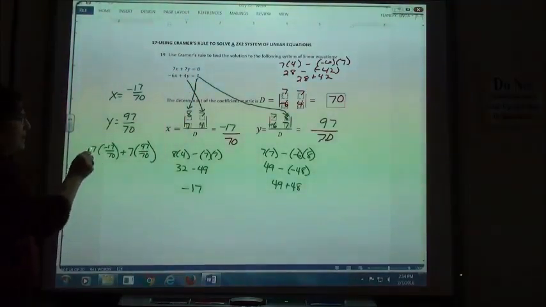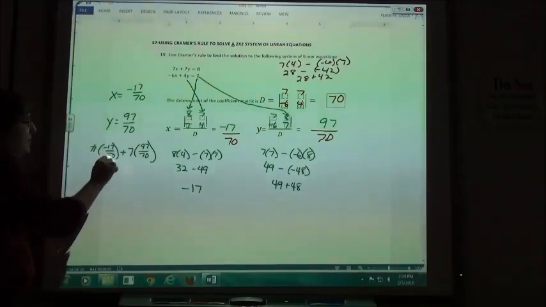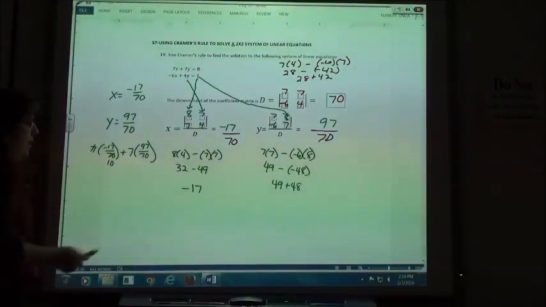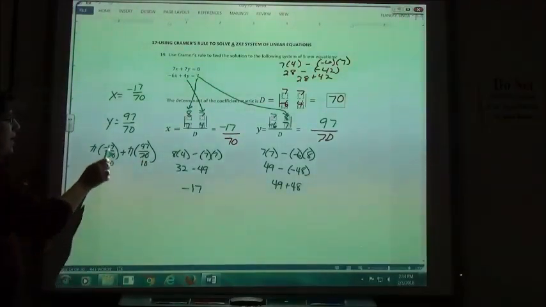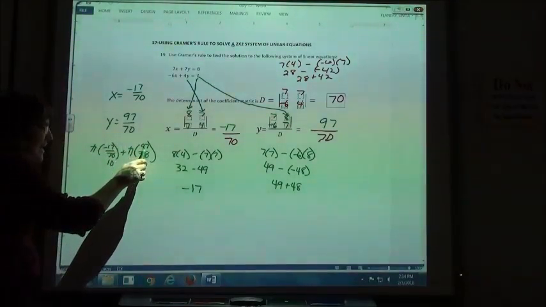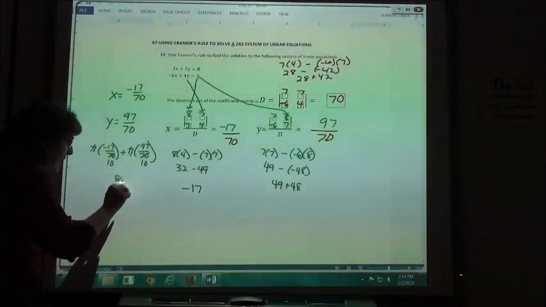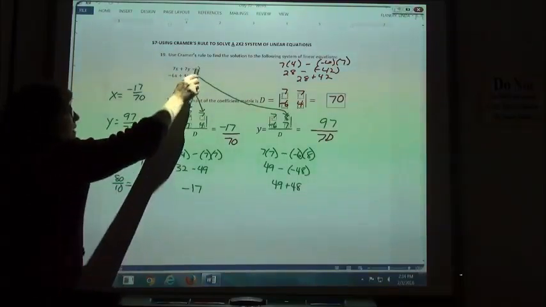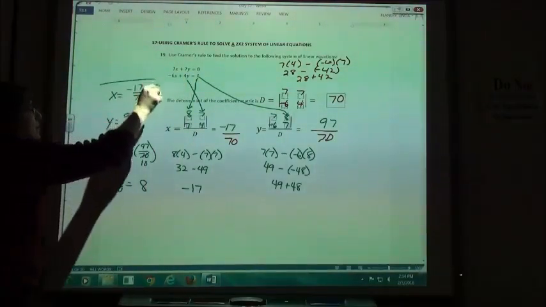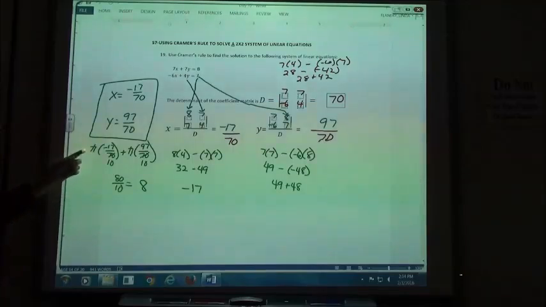These ones happen to be nice because I can reduce. 7 goes into 70 10 times. Same thing here, 70 goes into 70 10 times. -17 plus 97 would give me 80 over 10. And 80 over 10 is 8. I was supposed to get 8? Yep. Those answers check out. Now, of course, you could use your fraction calculator and double check your answers, but since those ones turned out nice, I didn't really need my calculator.